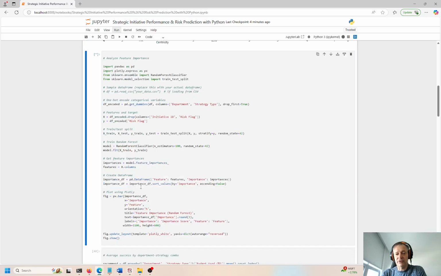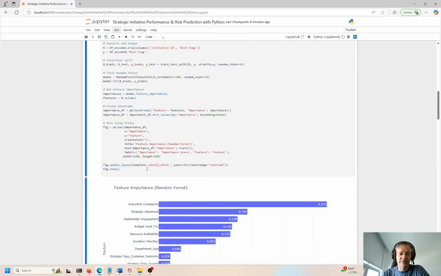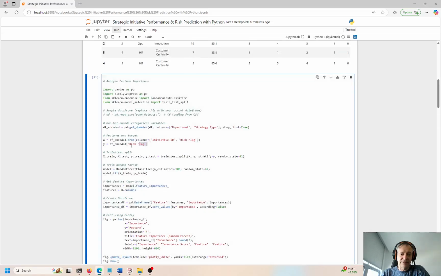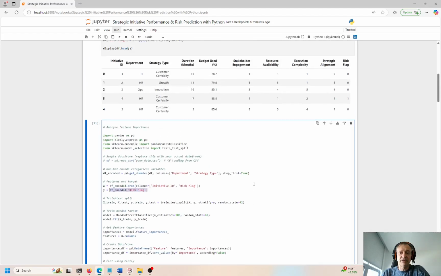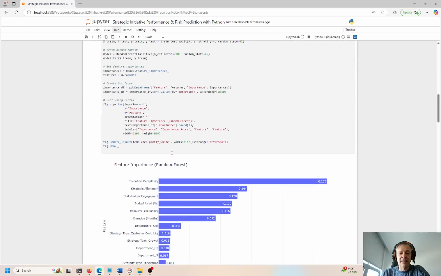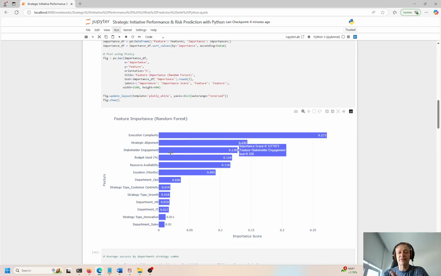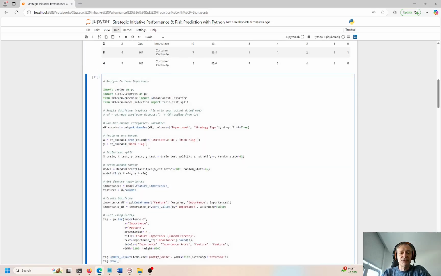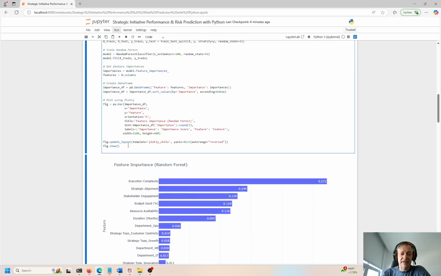So I'm going to do the feature importance exercise, run this, and we can see based on the risk flag. I've already coded the risk flag. You can see that over here. Is this project at risk or not? And like, what contributes to that risk? Execution complexity, strategic alignment, stakeholder engagement are the top three. Budget used percentage, right? Resource availability. These are the top five. These are the top 5 conditions or features that contribute to whether or not the project is at risk.